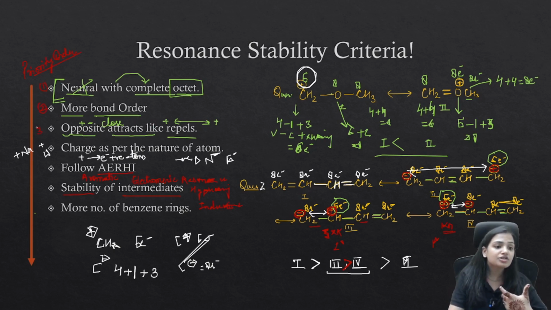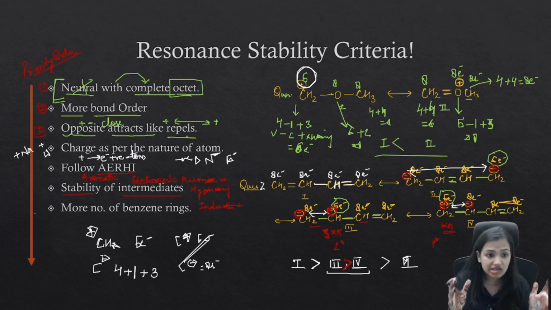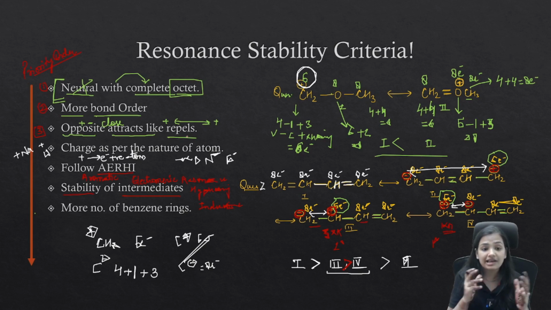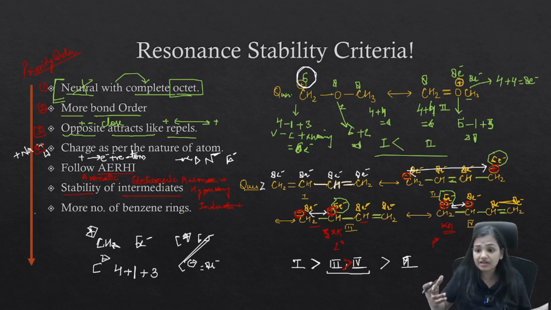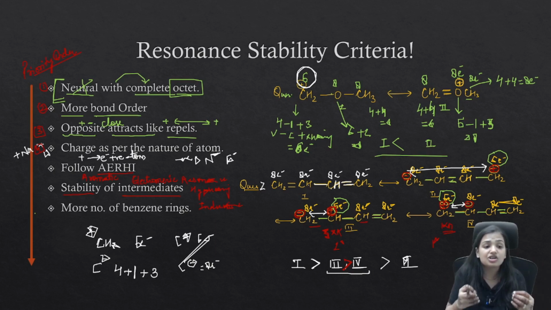The third priority should be given to the opposite attracts and like repels, that is the opposite charges have to be closer while the like charges have to be away from each other. The fourth point is the charges must be as per the nature of the atom. If an atom is electropositive, it must bear a positive charge. If an atom is electronegative, it must bear a negative charge.